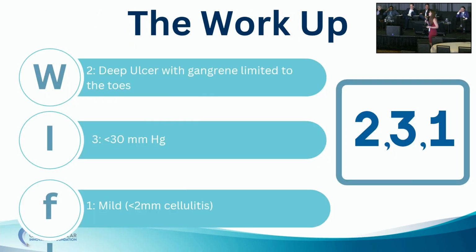So we do our workup. We get our WIfI scoring. It's a deep ulceration, but it's confined just to the toes. His TcPO2 test was terrible. In the transmetatarsal leads, we had less than 30 millimeters of mercury, and then only a mild infection. So that gives us a 2 and a 3 and a 1.